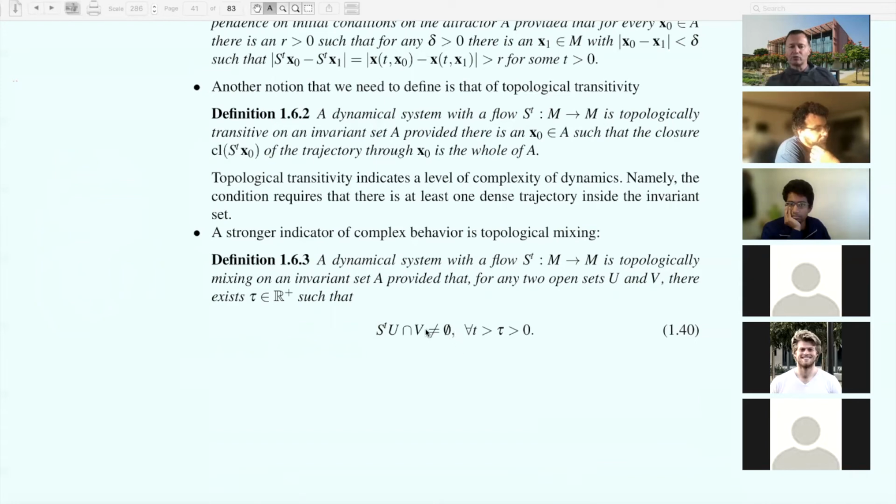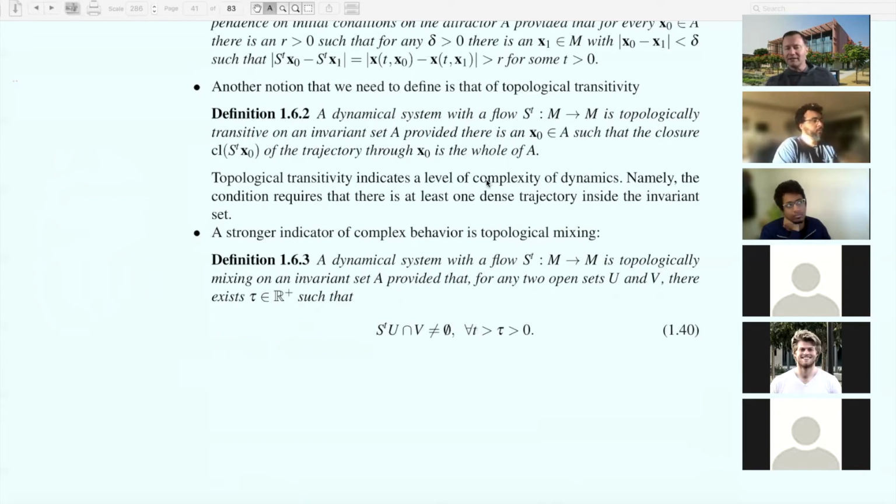You needed to be able to transit from a set U to a set V using the dynamics, yes? So you take set U, it intersects set V at some time. Topological mixing means that has to be valid for every time bigger than some pre-specified time tau. So there is always some part of U that lands in V. That's a much stronger condition. But of course, it implies topological transitivity, because if you're intersecting at every time bigger than tau, then you're certainly intersecting at a single time.